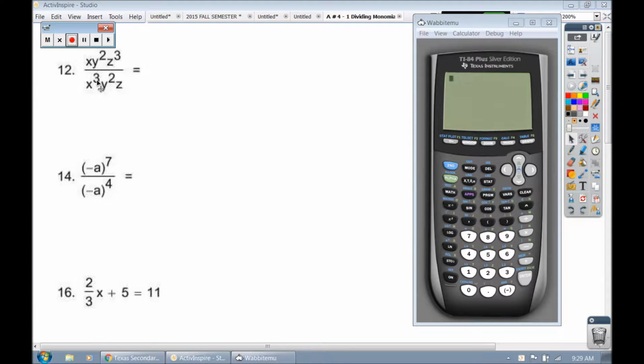Jump down to number 12. Number 12 looks really crazy. You have all kinds of craziness going on here. So let's start with our fraction bar. Draw the fraction bar.